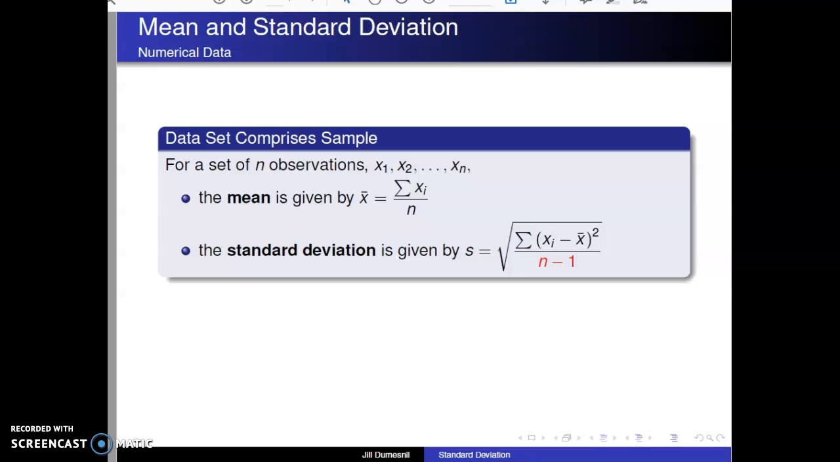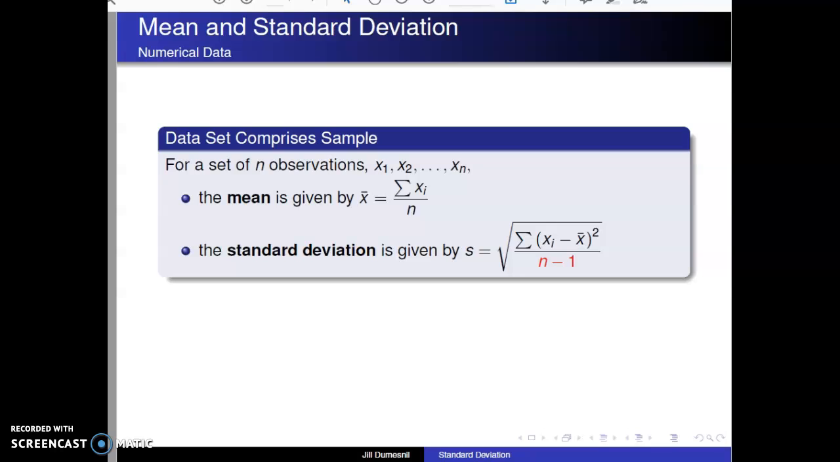Let's first recall the formulas for finding the mean x bar and the standard deviation s for a set of n observations that comprise a sample drawn from a large population. To compute the mean, we sum the observations and divide by the number of them. This value is used to describe a typical observation. The standard deviation measures how far, on average, the observations fall from this typical value.